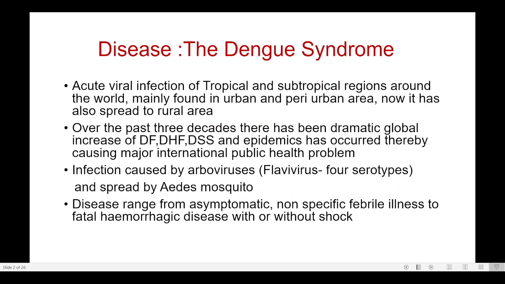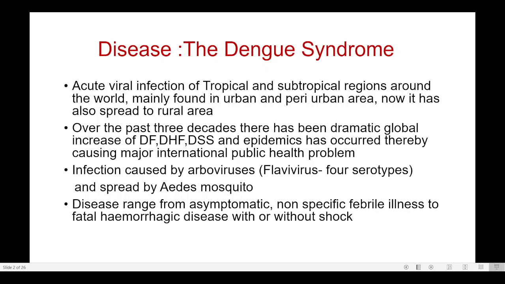So in our discussion, the dengue syndrome is an acute viral infection of tropical and subtropical regions around the world, mainly found in urban and peri-urban areas, but now it has also extended to rural areas. Over the past 3 decades, a number of epidemic outbreaks have occurred globally with all types of dengue presentation: dengue fever, dengue hemorrhagic fever, and dengue shock syndrome, thereby causing one of the major international public health problems.